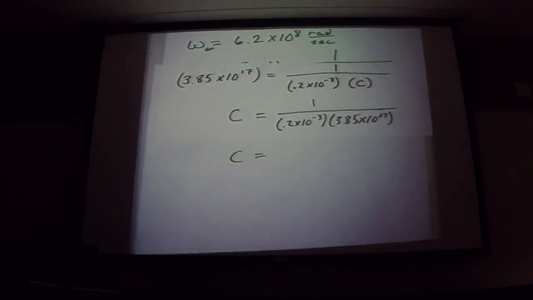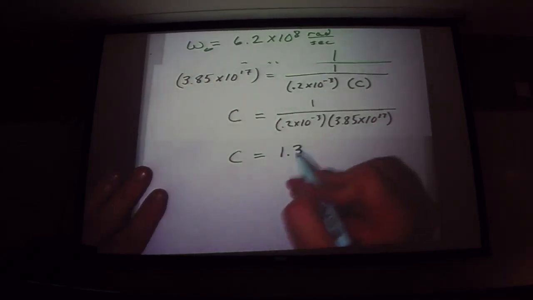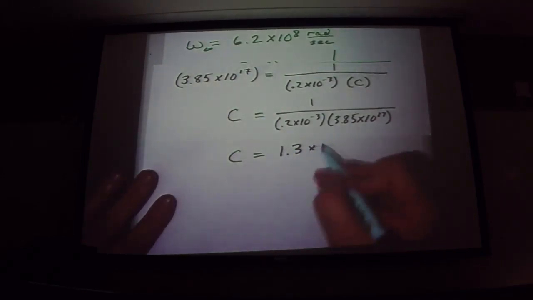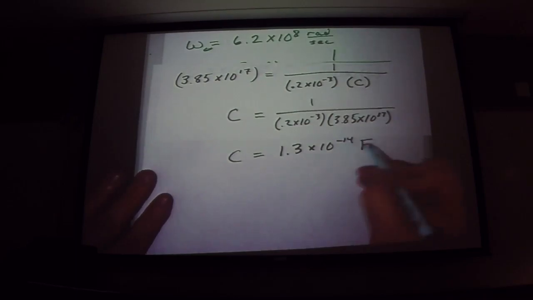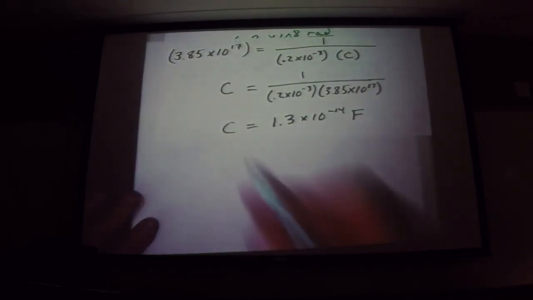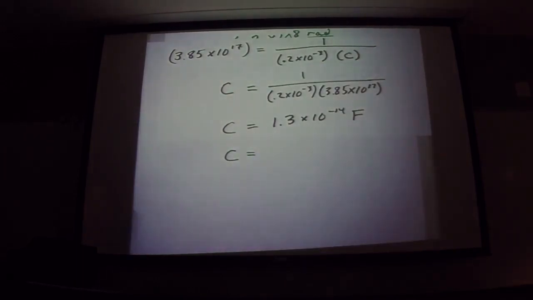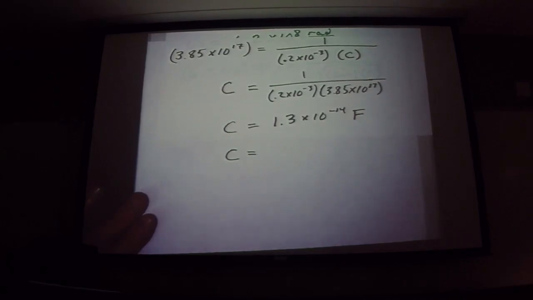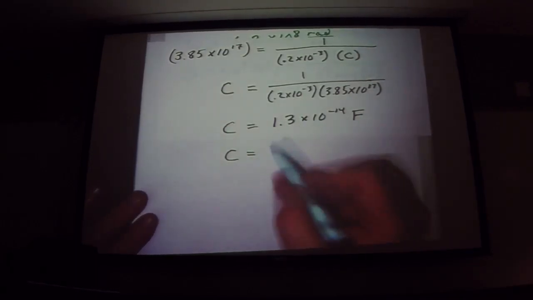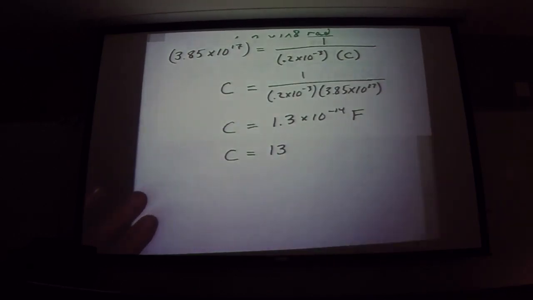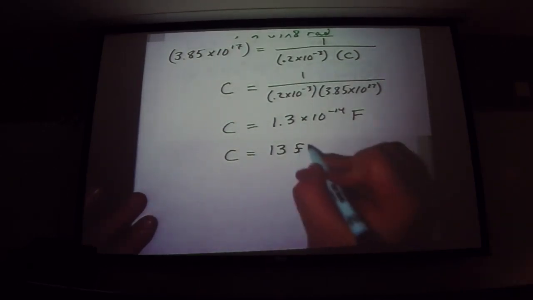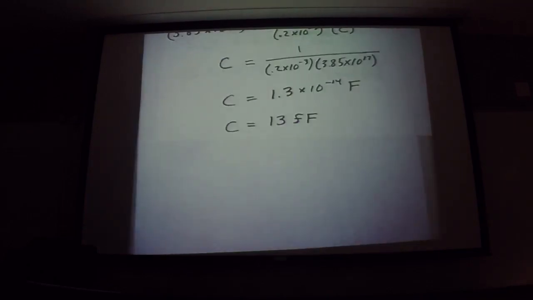What'd you get for this thing? Okay, 1.3 times 10 to the negative 14. I'll take your word for it because we're running out of time. Times 10 to the negative 14, which is fine, and this is farads. So what would we call this? I know picofarads, there's a lot of pico stuff. This one we call, here we go, know what that is? Femtofarads. So we'd say 13 femtofarads for this number.